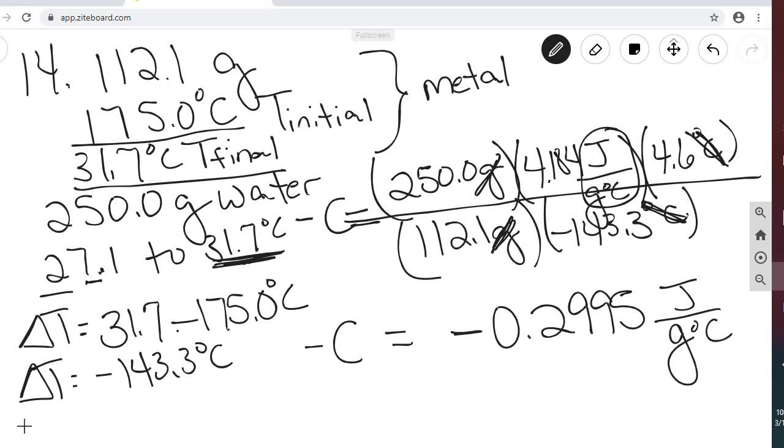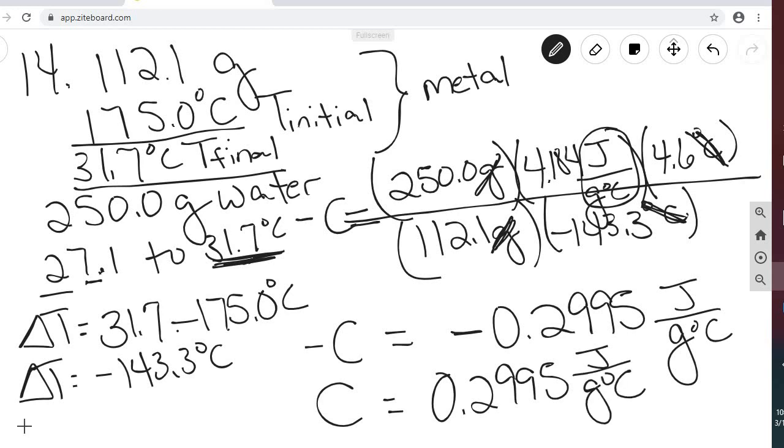Okay, so if negative C is equal to negative, then C is equal to positive. So all you do is switch the signs there. 0.2995 joules over grams degrees C. If we look at significant figures, we can only have 2. So this would become 0.30 joules over grams degrees C.